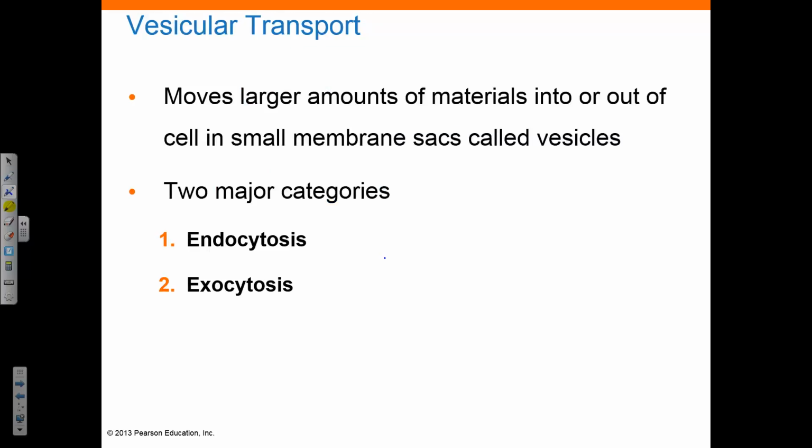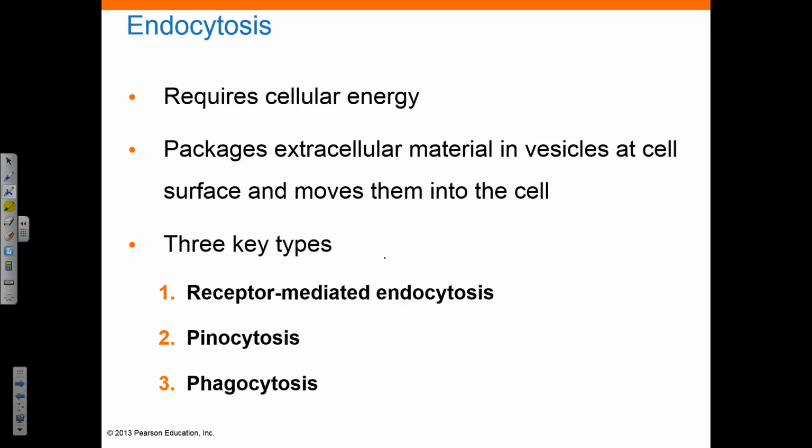Vesicular transport will provide a means to move large amounts of materials into or out of the cells in small membranous sacs known as vesicles. There are 2 major categories of vesicular transport: endocytosis and exocytosis, and we will take a look at each. In endocytosis, extracellular material that's found outside of the cell is packaged into vesicles at the cell surface and then moved into the cell, a process that requires energy.